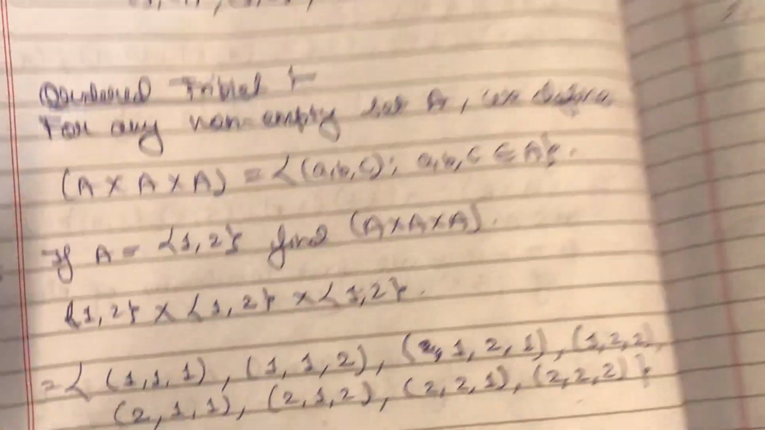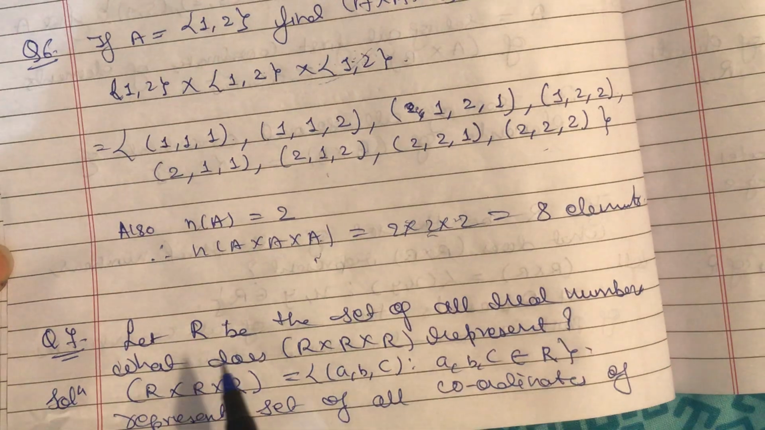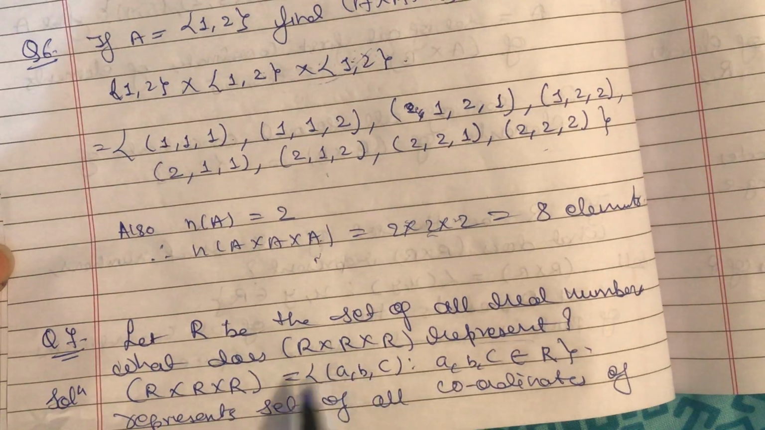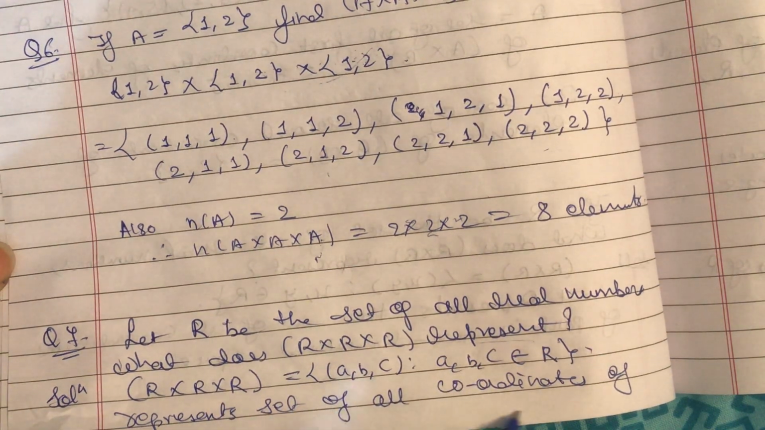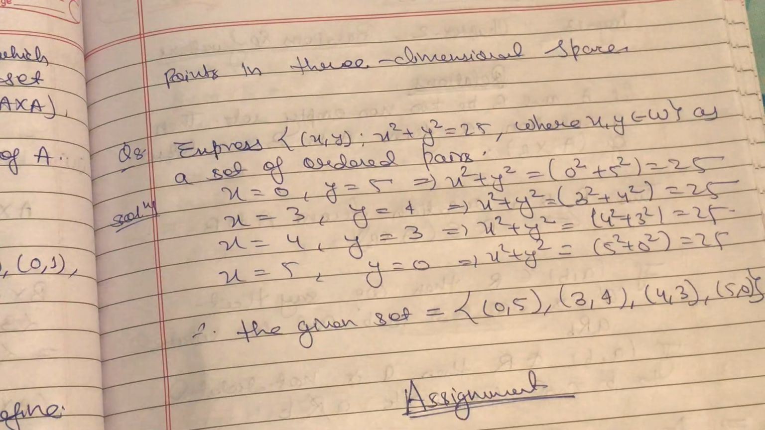Let's solve one more question, which I just now explained to you: if R is the set of all the real numbers, what does this R cross R cross R represent? So definitely this RRR represents the set of all the coordinates of points in 3-dimensional space. So this is what I have written here, 3-dimensional space.